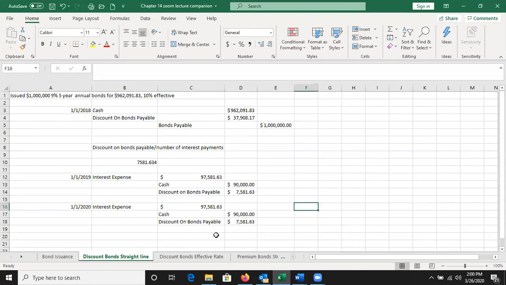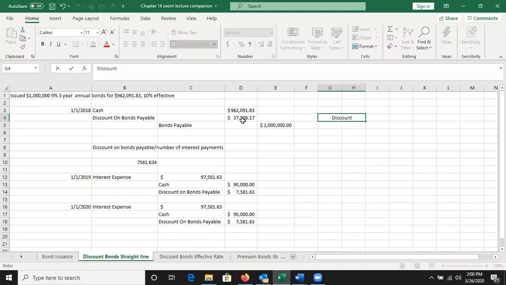Okay? So again, we are slowly reducing discount on bonds payable to 0. If I made a real quick T-chart, I'll try to make this the only one I do. Discount on BP.